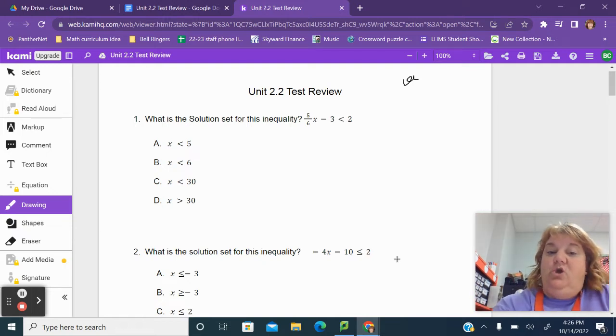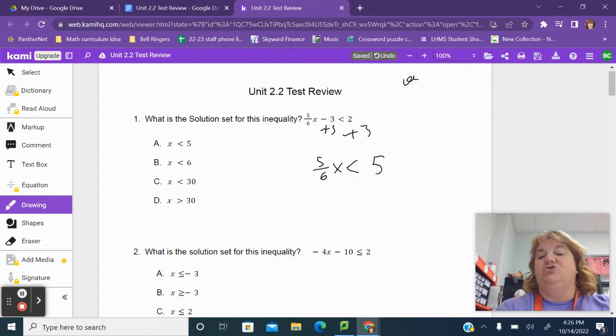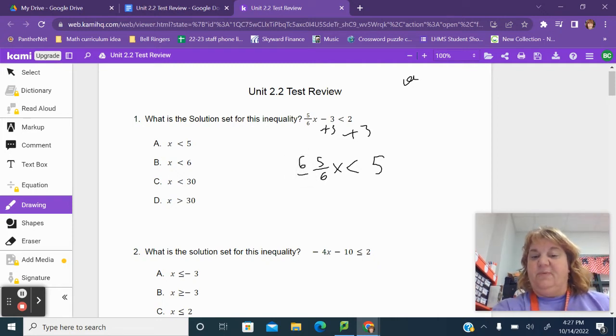Okay, so you solve this just like you do a regular equation, plus 3 on this side and plus 3 on this side. So I have 5/6 x less than 5. And then you're doing the reciprocal. You're multiplying by the reciprocal, which means you're going to multiply by 6 over 5. But if you have trouble remembering that, just look at what's going on. You're dividing by 6, so now we're going to multiply by 6. You're multiplying by 5, so now we're going to divide by 5.